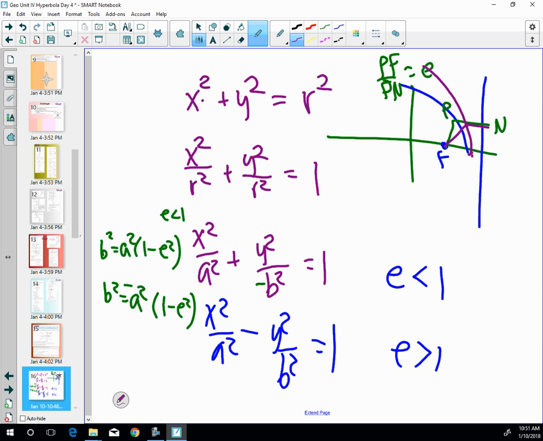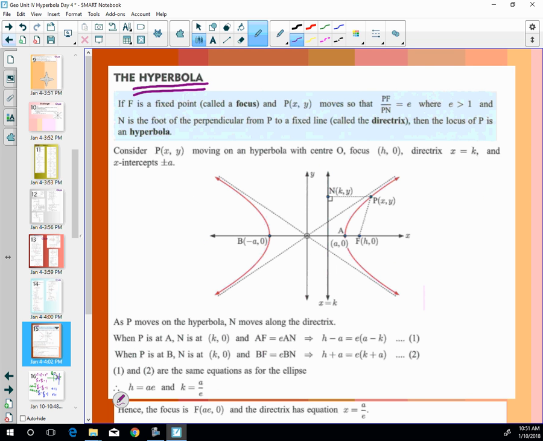And because it's a hyperbola, the shape isn't the only thing that changes. You're going to get something new here. You still have a directrix, x equal to k, and it's still going to be x equal to a over e. Your focal point is still (ae, 0). Still the same thing, and you can see it proven. It's still the same ratio, so it's still going to be the same thing.